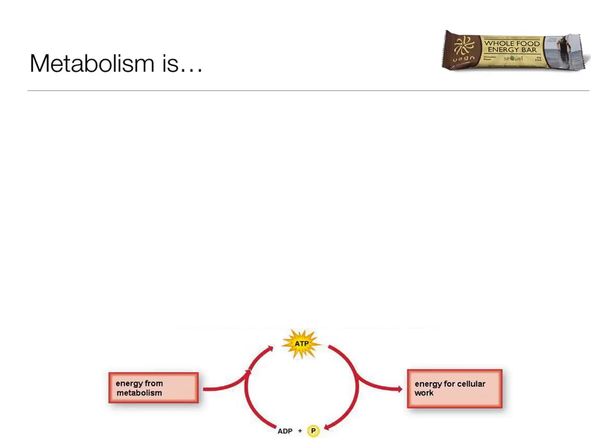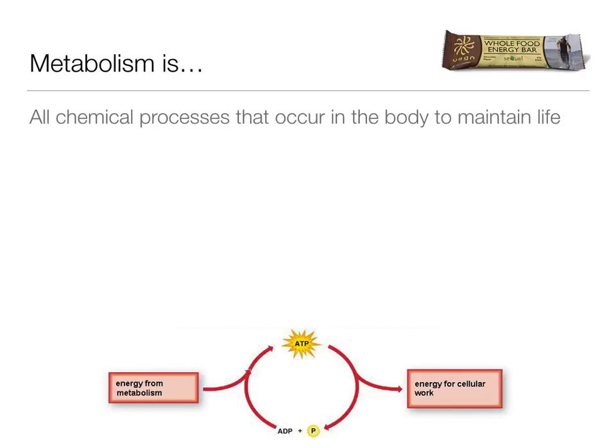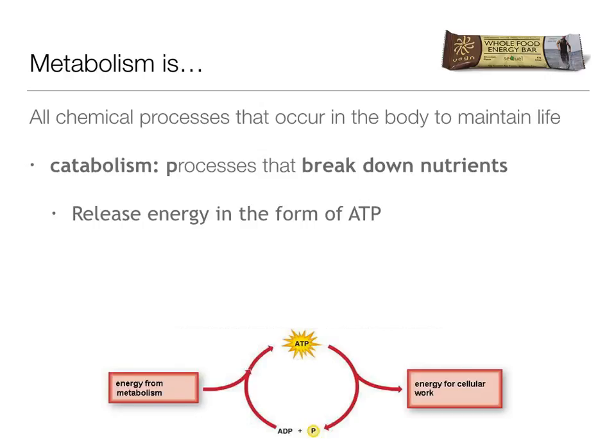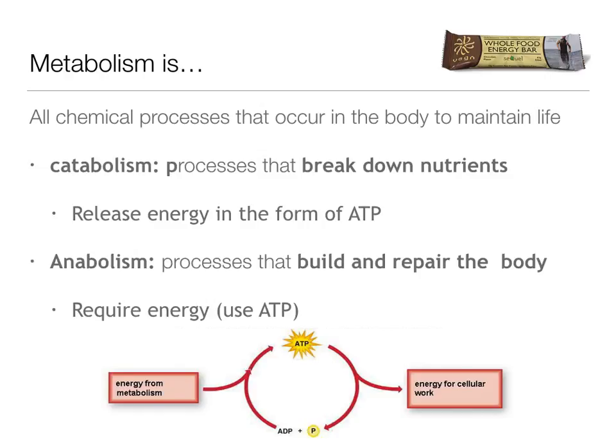We now need to understand what metabolism is. Metabolism is all the chemical processes that occur in the body to maintain life, and can be further broken down into two other terms: catabolism, processes that break down nutrients and therefore release energy in the form of ATP, and anabolism, which are processes that build up and repair the body. These processes require energy in the form of ATP to occur. We'll now look at the metabolism of the three macronutrients.